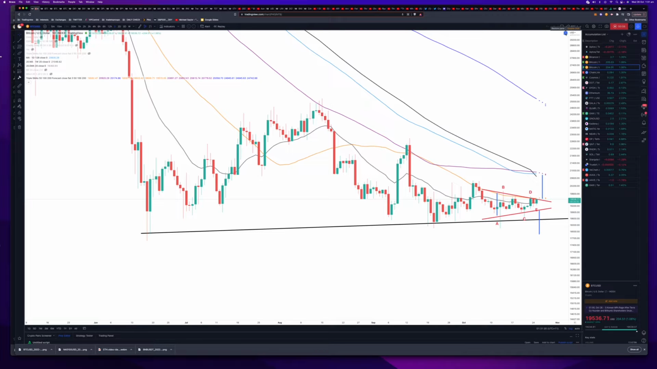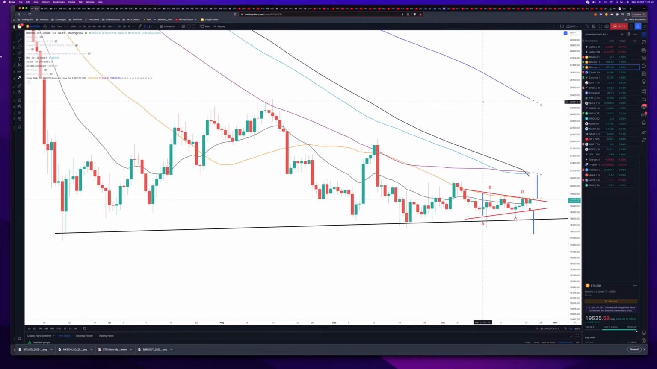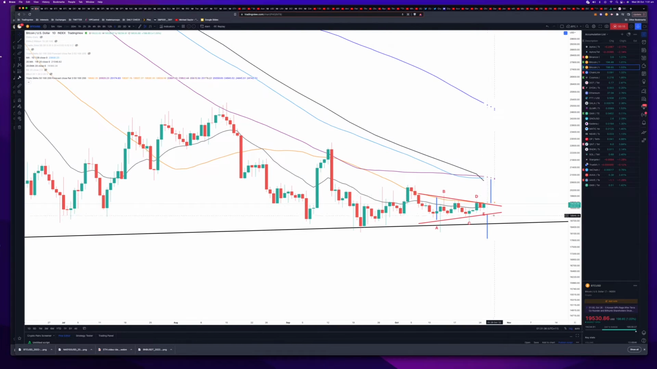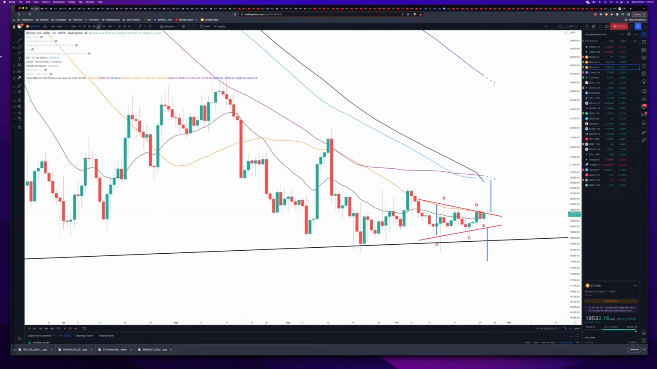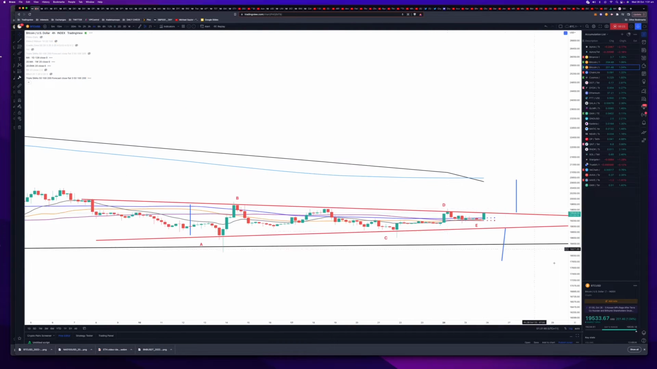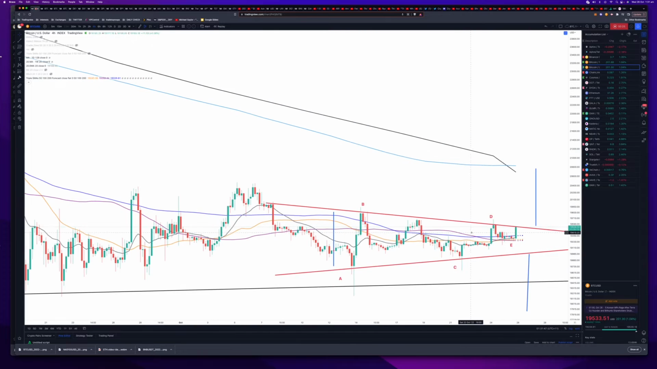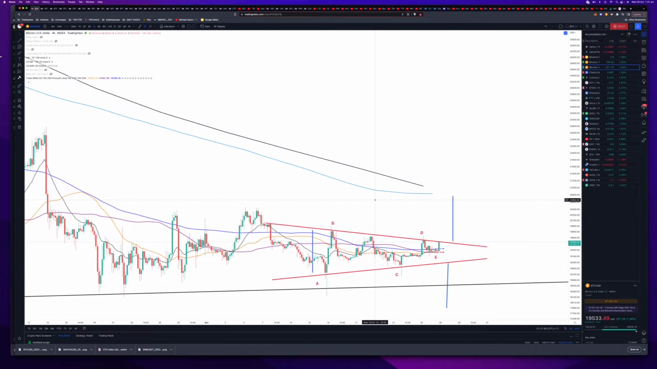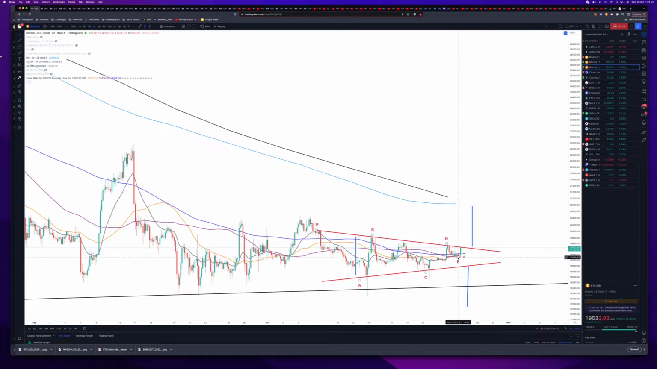Okay, we've talked about it for a while in my group, in our community. We talked about this structure and I favored the break to the upside. And if I go into the small time frame, it's based on this triangle structure, and I'm thinking point E. We have a whole bunch of moving averages that are acting as support.